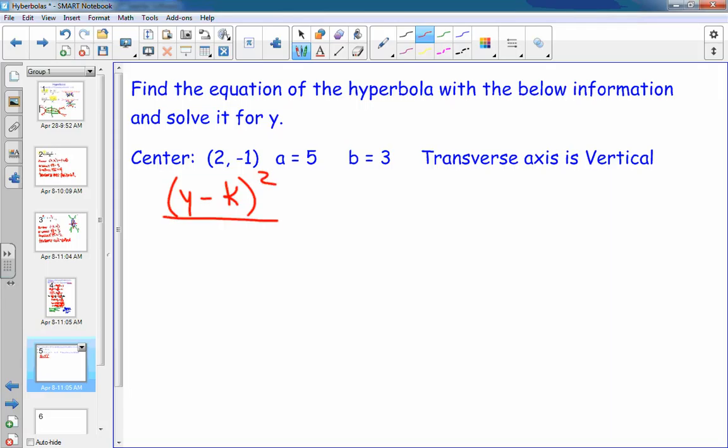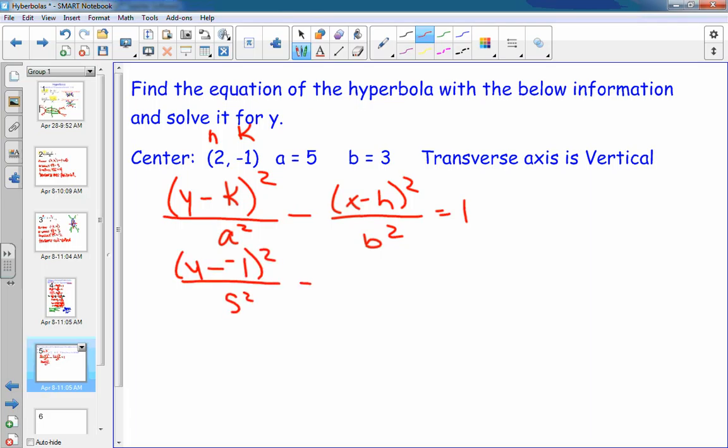And what is this under? It's always a squared in the first position, minus x minus h squared over b squared is equal to 1. That is the formula that I need you all to remember. Okay? And you are simply going to plug it in. This is h, this is k, so this is going to be y minus a -1 squared over 5 squared minus x minus a 2 squared over a 3 squared is equal to a 1. And what would you do after this? You would solve it for y so that you would know what to plug in.